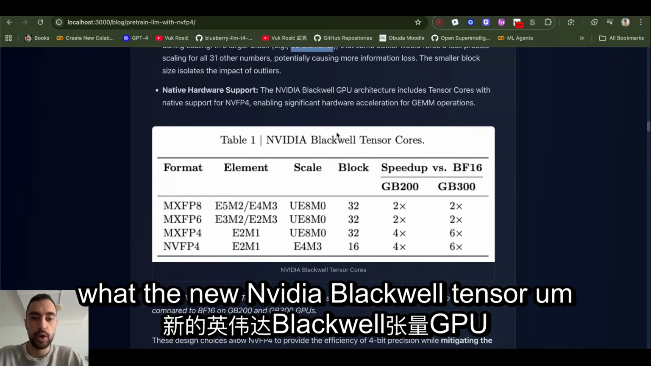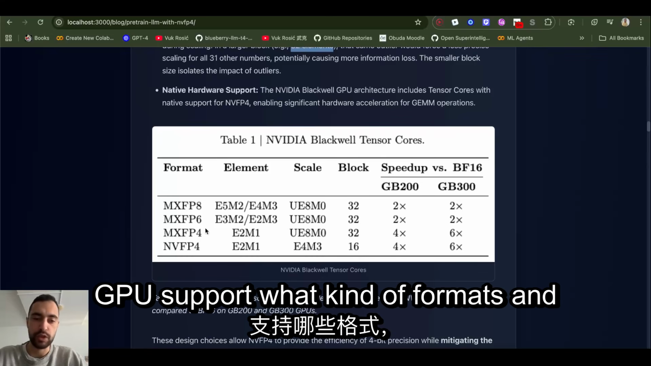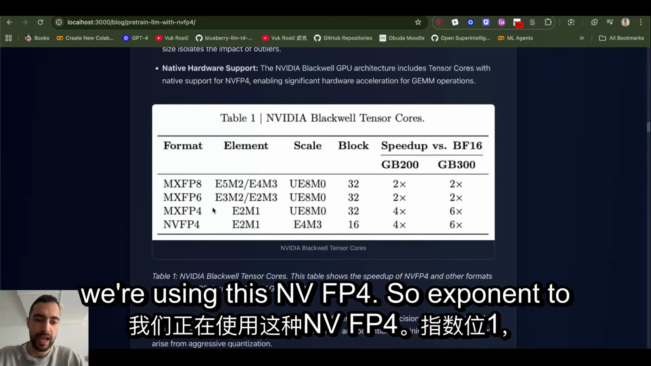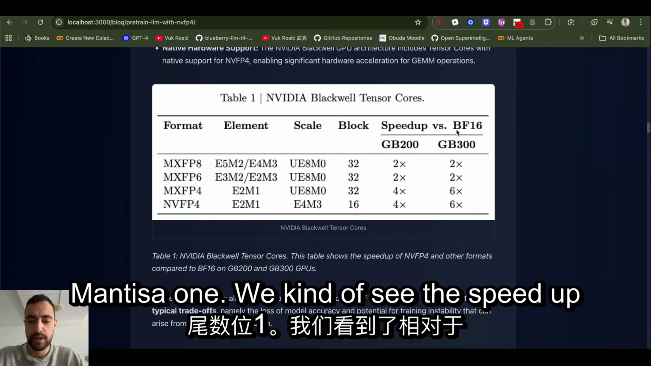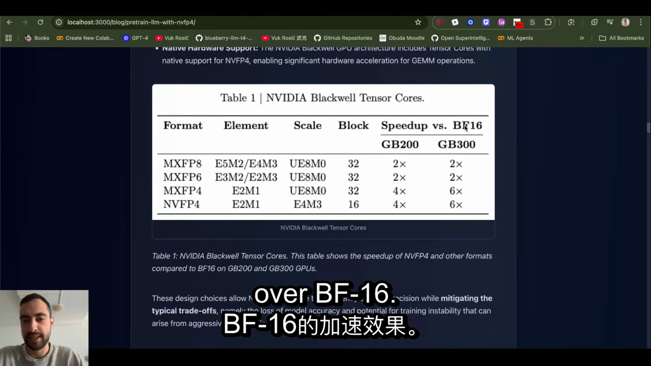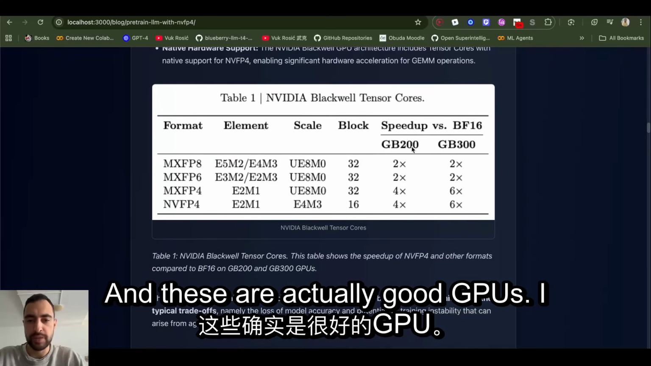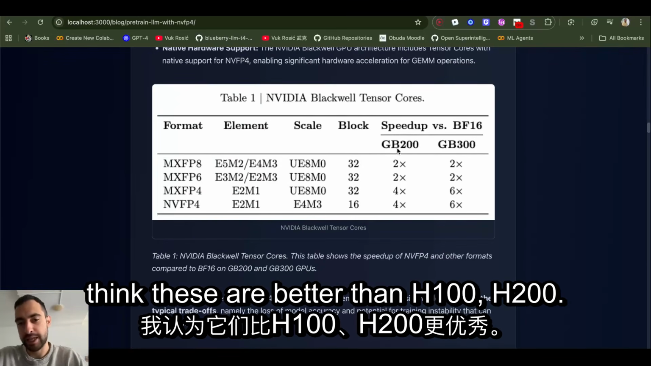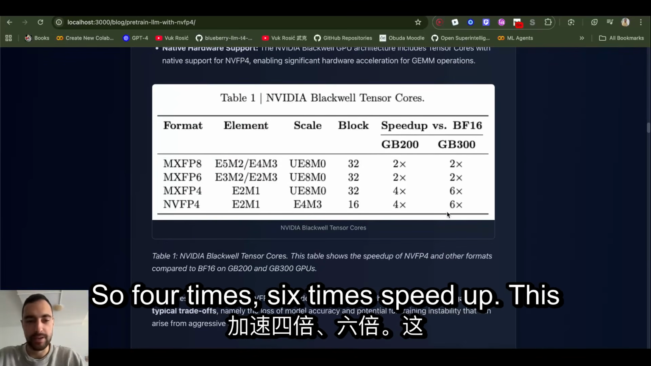Here we see what the new Nvidia Blackwell Tensor GPUs support, what kind of formats. And we're using this NV FP4, so exponent 2, mantissa 1. We see the speedup over BF16. And these are actually good GPUs. I think these are better than H100, H200. So 4 times, 6 times speedup.